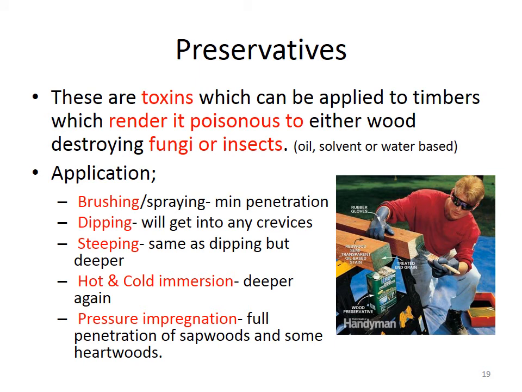A little bit of information on preservatives themselves. These are toxins which can be applied to timbers, which renders them poisonous to either wood destroying fungi or insects. So it's a toxin that you're putting onto the timber. The fungi don't like it, insects don't like it, so they're not going to be tempted to try and eat the timber, which is their main objective. There are 3 different types: oil-based, solvent-based or water-based.